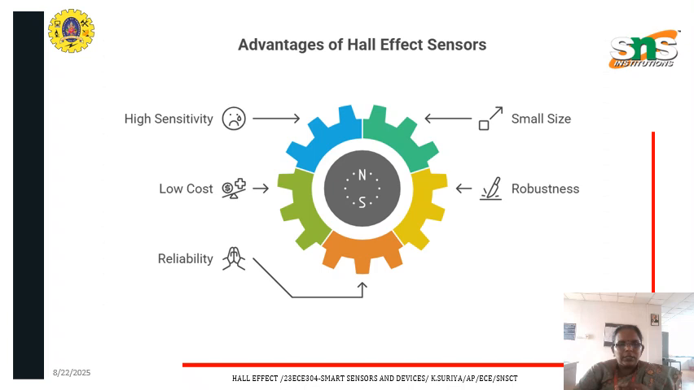Next, we'll see the advantages of Hall effect sensors. So it can detect small changes in magnetic fields, which indicates that it has high sensitivity. Then it can be easily integrated into electronic devices. So its size is very small and relatively inexpensive when compared to other types of magnetic field sensors. So its cost is very low and it can withstand harsh environmental conditions. So it is very robust, its lifespan is long, and it has a stable performance, which gives good reliability.